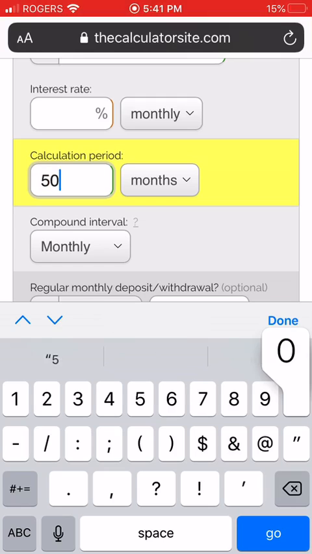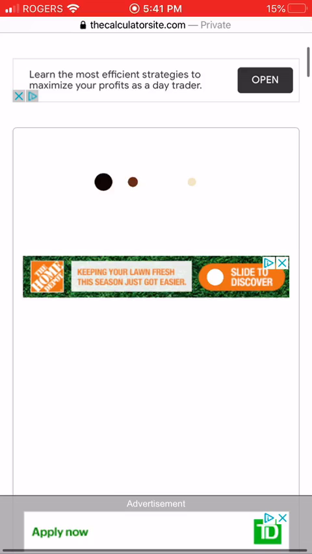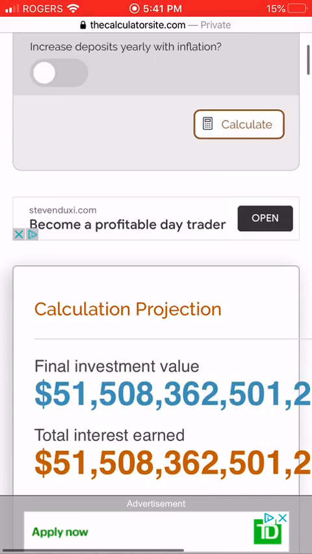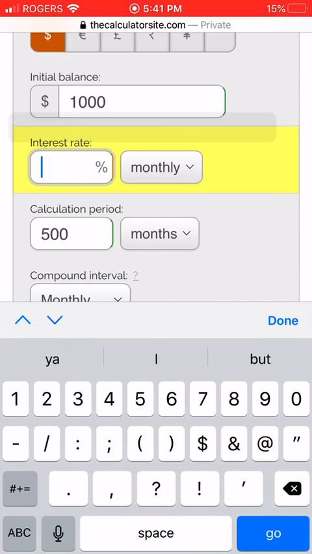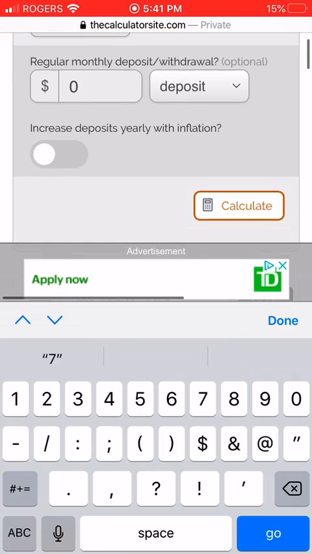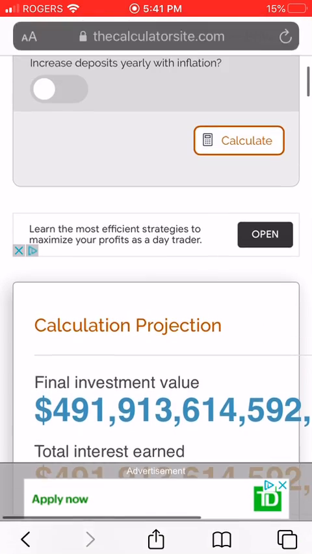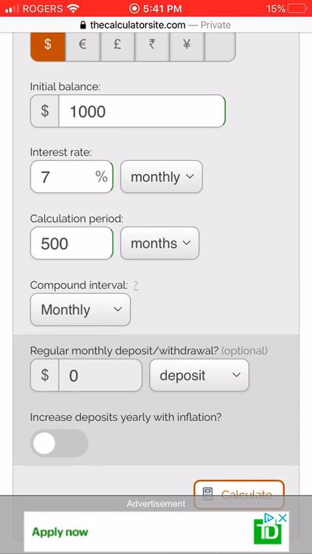Let's do 500 at 8%. So there you get to the billions, right? But it doesn't want to do it on the other ones. So if you get 8% on just your starting $1,000, man, shabam. That's $500 million in 500 trading days if you get 7%, okay?